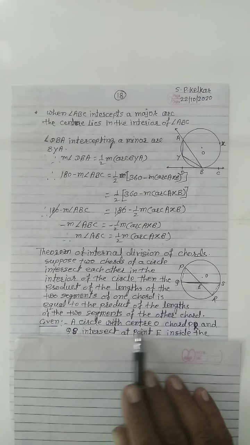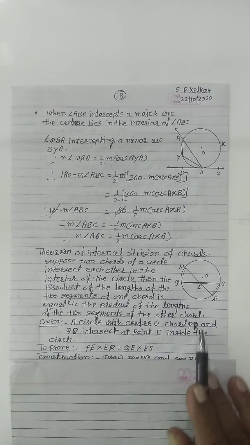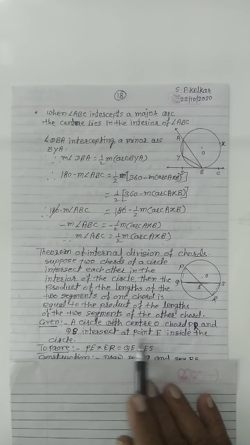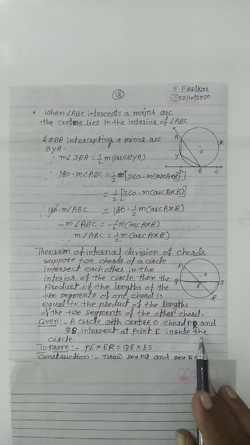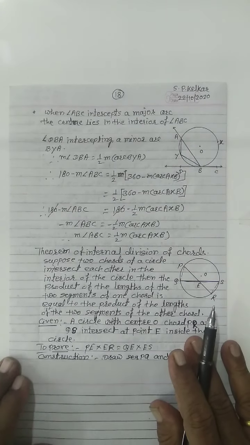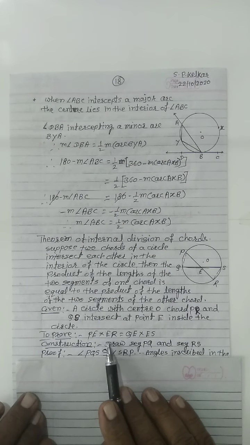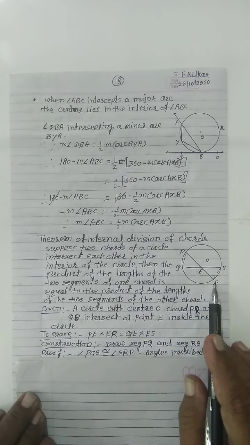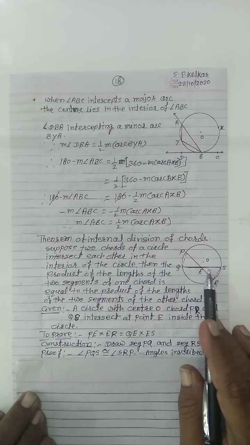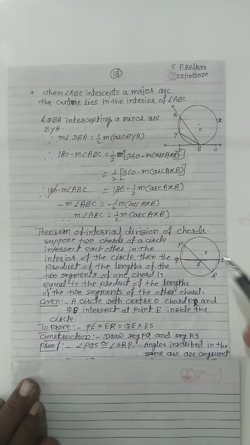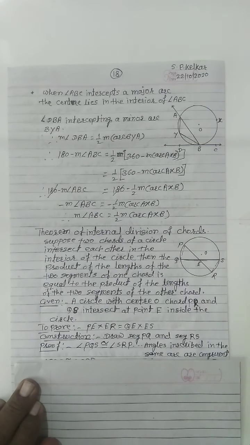Given a circle with center O, chord PR and chord QS intersect at point E inside the circle. To prove PE into ER equals QE into ES. Construction: draw segment PQ and segment SR.